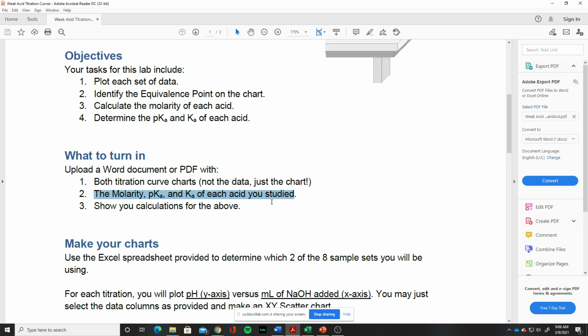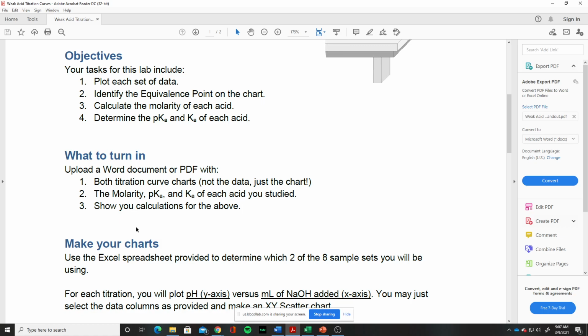Like I said, there's two different curves you're going to look at. We're assuming that each of those are different acids. So you should have different values for each of these three for those. And then show your calculations. If you just give me the numbers, I won't give you 0 credit, but you will not get full credit. To get full credit, I need to see the work you did.